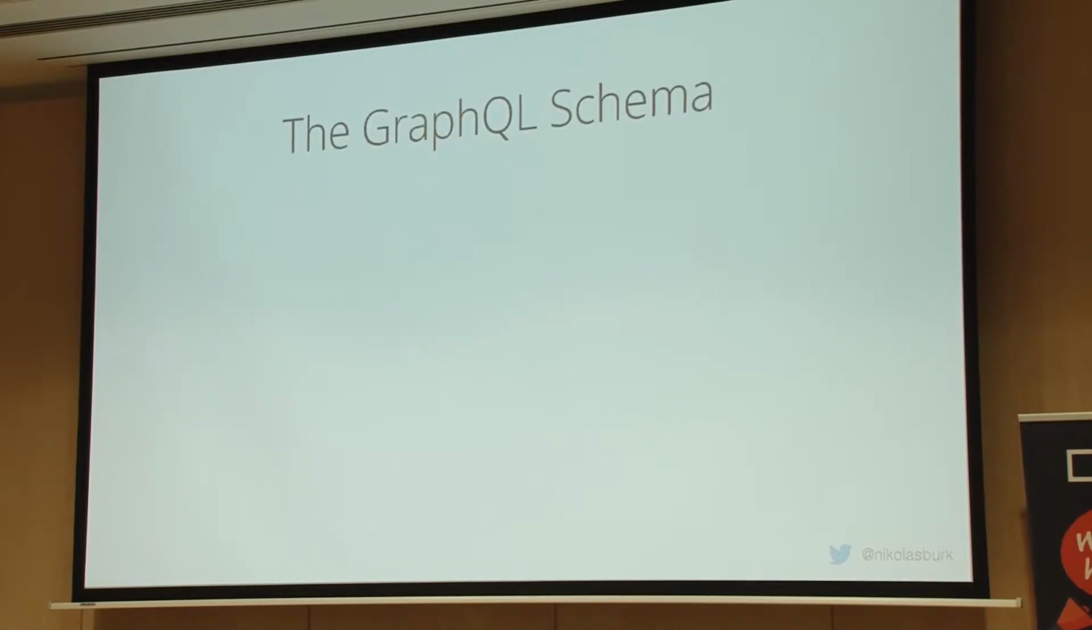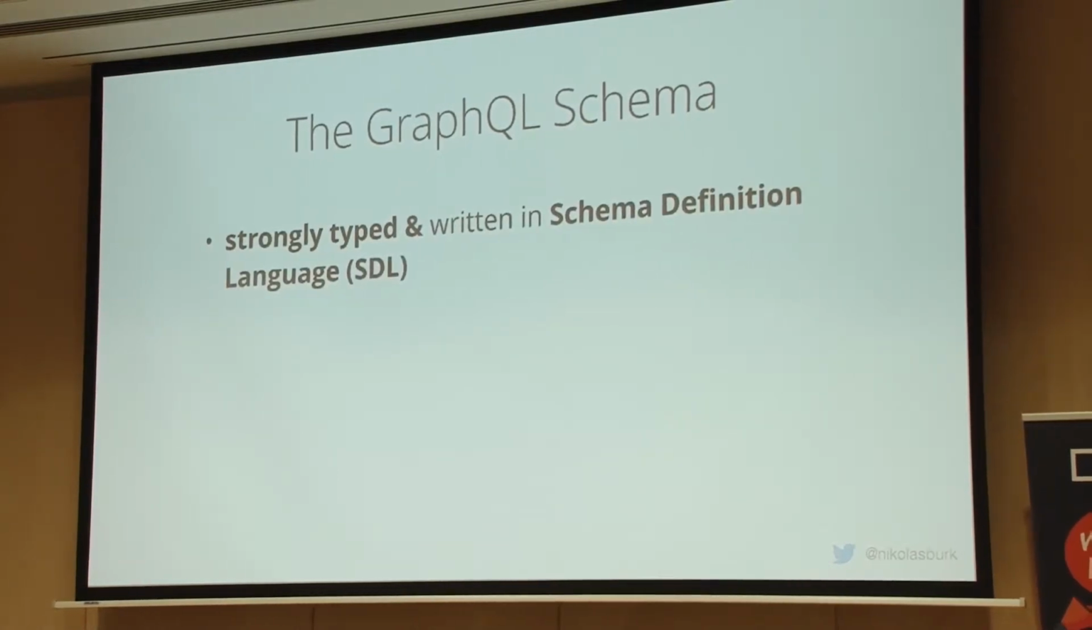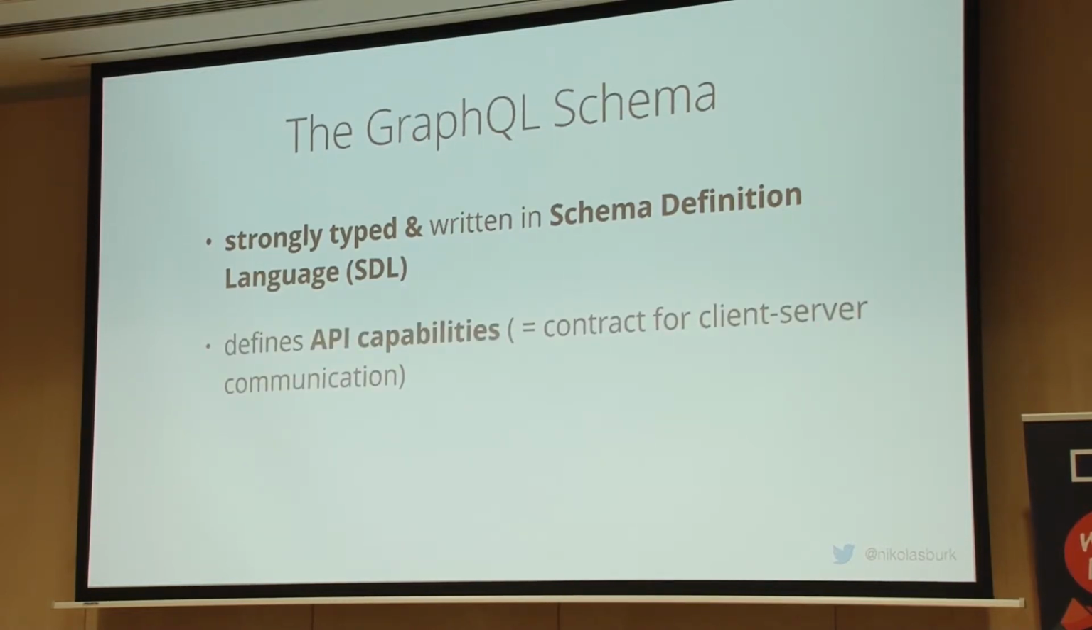And now let's talk about the GraphQL schema. How is all that possible? Where or who dictates what the terms are that we can put into a query or into a mutation? That is all written down in the GraphQL schema. And the first thing to note about the GraphQL schema is that it is strongly typed, and it's written in what's called the schema definition language, the SDL. And basically, the GraphQL schema defines the capabilities of the API. So there you really have a very strong contract for client-server communication.